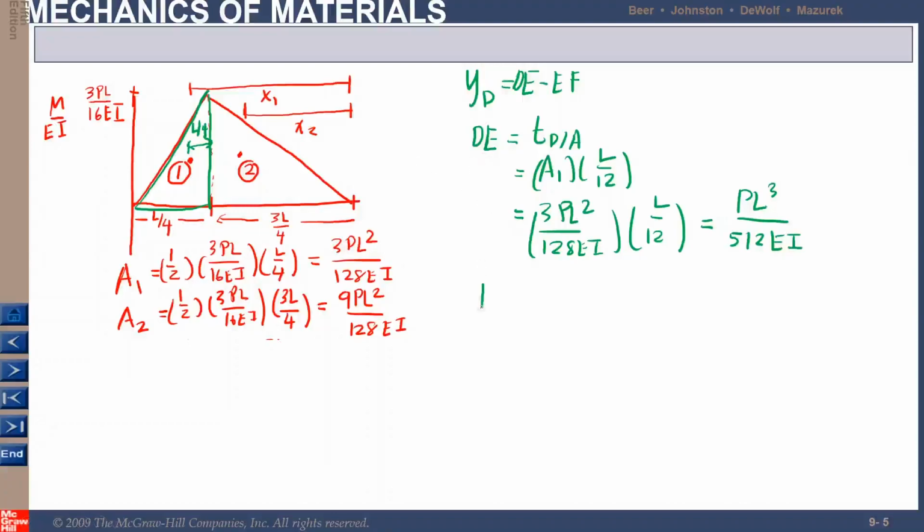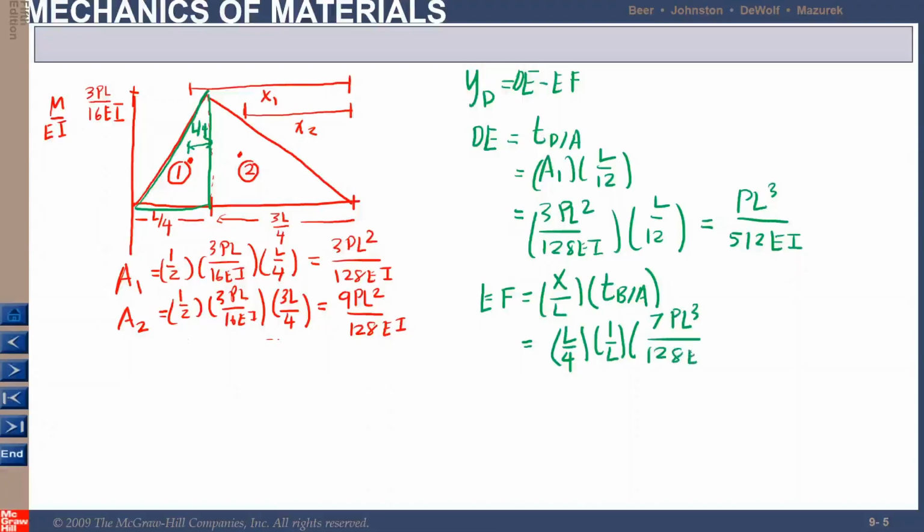Then you can find the value of EF. EF is just X over L times tB over A, the value of tB over A that you already found, which is 7PL cubed over 128 EI. The X is L over 4 because our D is situated here. So this will be L over 4 divided by L, so it will become 1 over 4 times 7PL cubed over 128 EI.